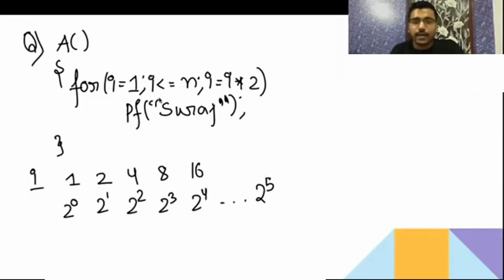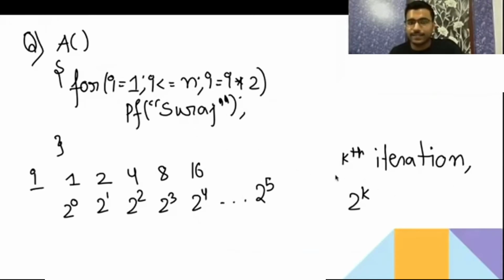Okay, so now we will assume that it has taken k iterations. So when 2 to the power k is greater than n, then the condition will get false and it will go out of the loop. So I am assuming that 2 to the power k reaches the value of n, and after that it will go out of this for loop. When 2 to the power k is equal to n, till that time it is going to execute, because it's saying i is smaller than or equal to n. So how many times this for loop is going to execute, you have to find k.